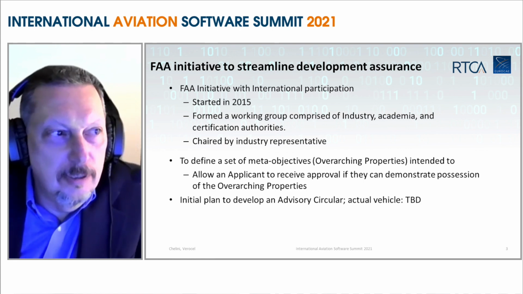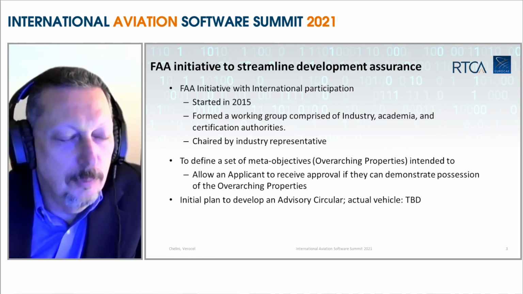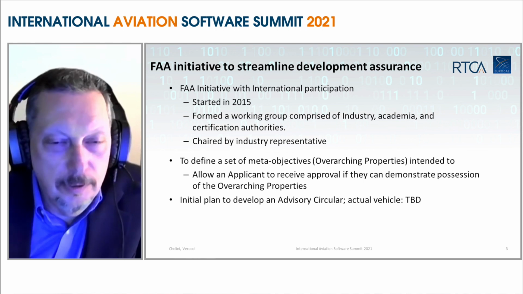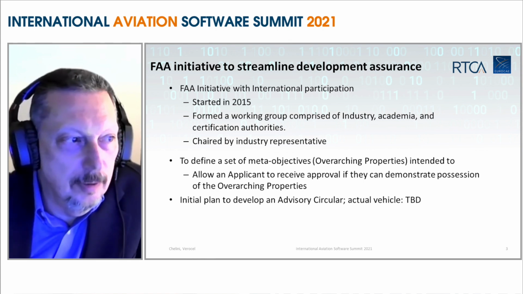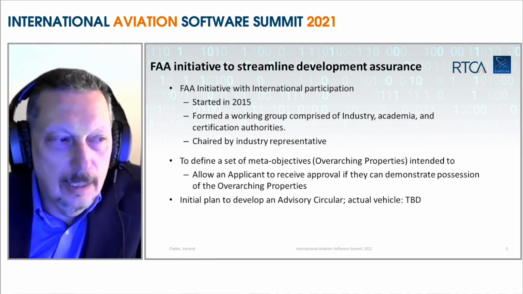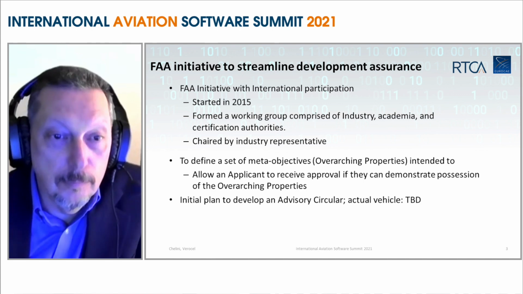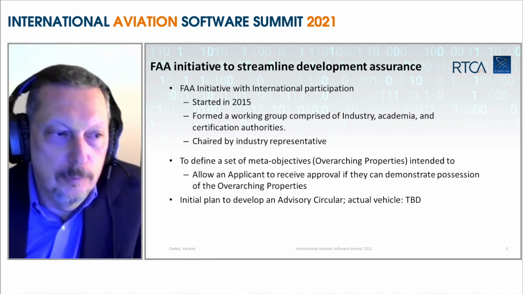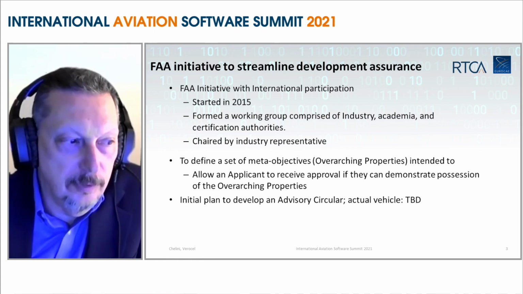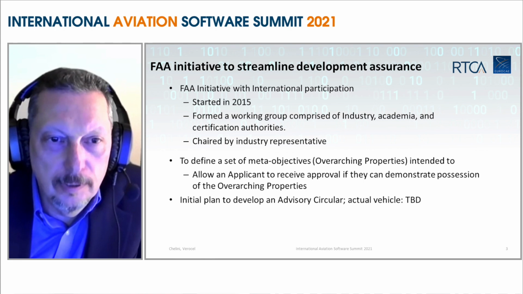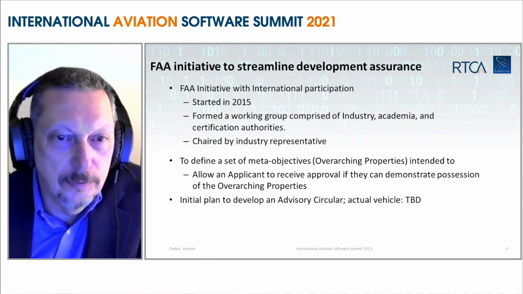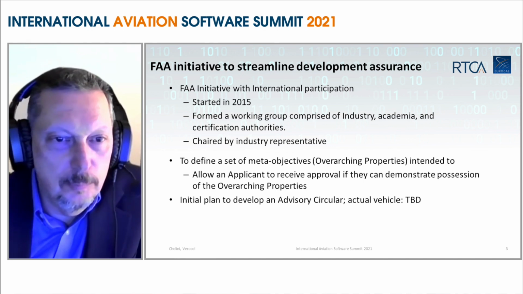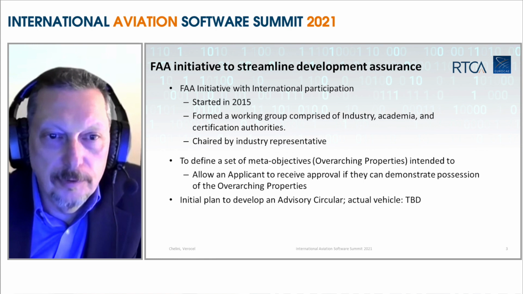So the FAA initiative started in 2015. It formed a working group of industry, academia, and certification authorities. And the idea was to define a set of meta objectives or overarching properties intended to allow an applicant to receive approval through demonstration of the possession of these properties. The initial plan was to provide an advisory circular. However, the current plan is undefined and will be determined after we finish our mission.